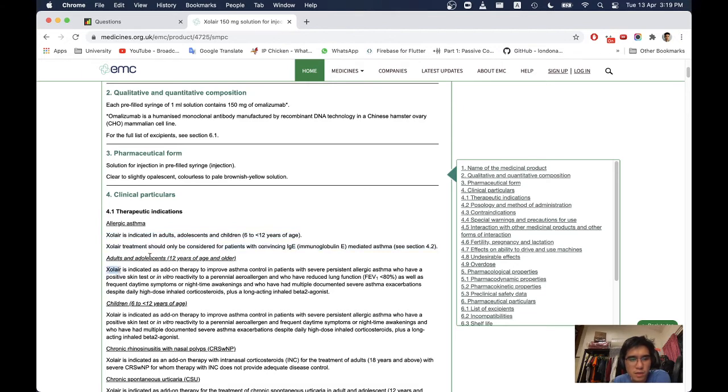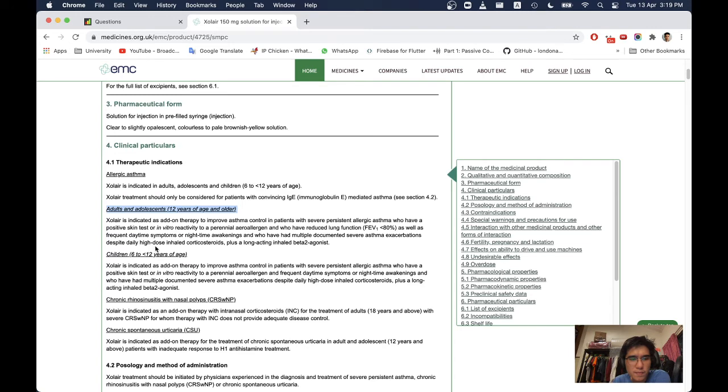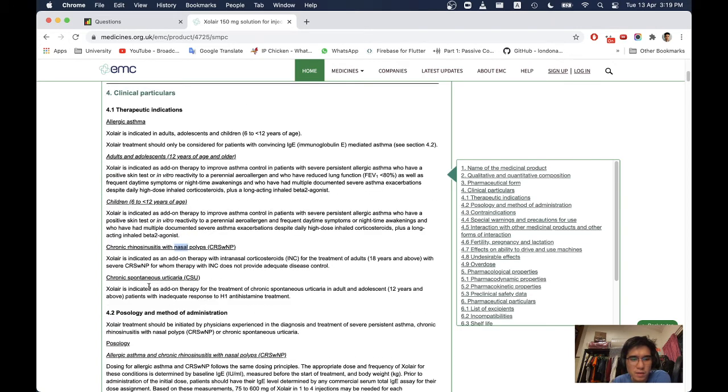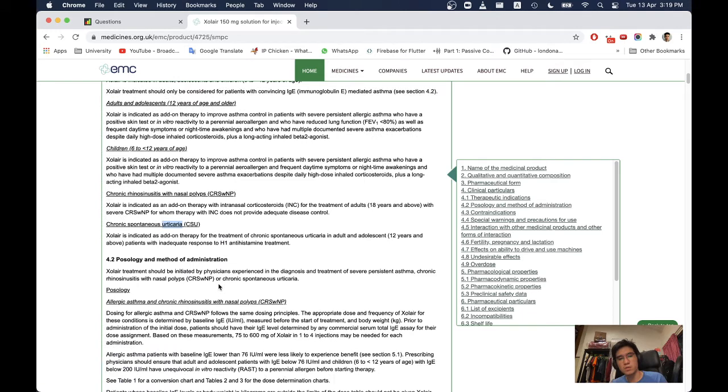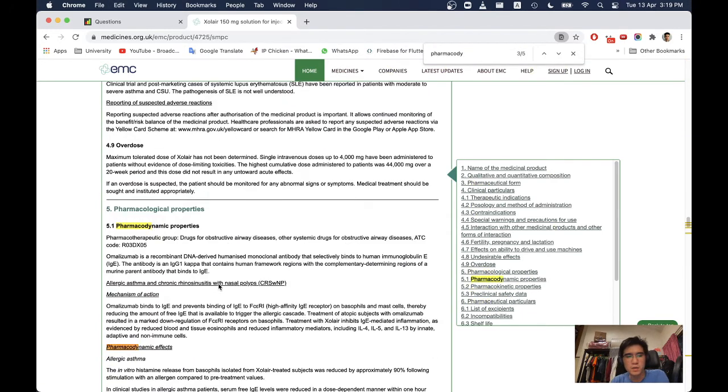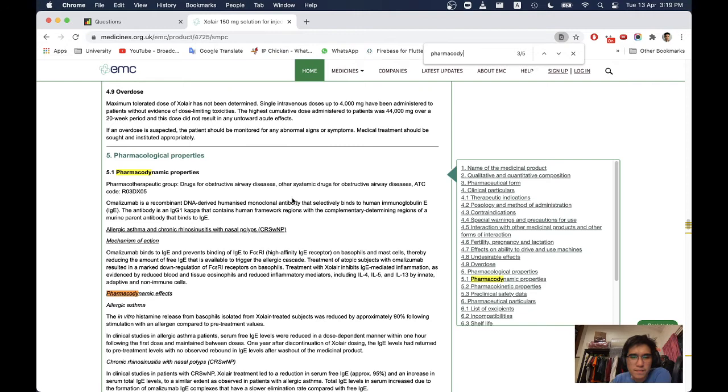for allergic asthma, chronic rhinosinusitis, urticaria. It's a recombinant DNA-derived humanized monoclonal antibody that selectively binds to human immunoglobulin E, IgE. The antibody is IgG1 kappa that contains human framework regions with the complementary determining regions of a murine parent antibody that binds to IgE.